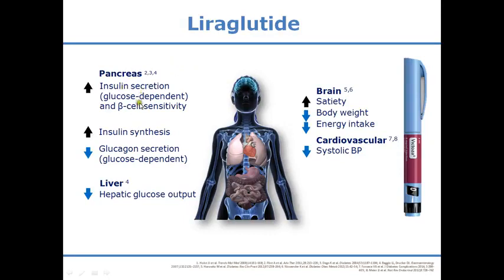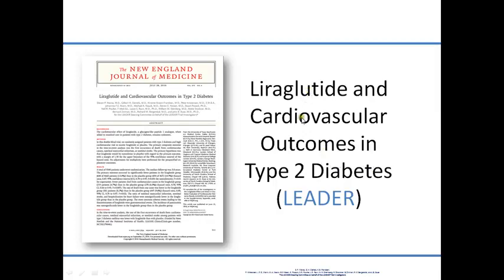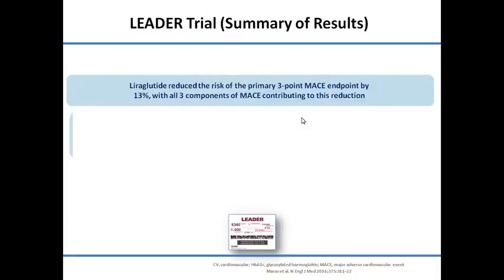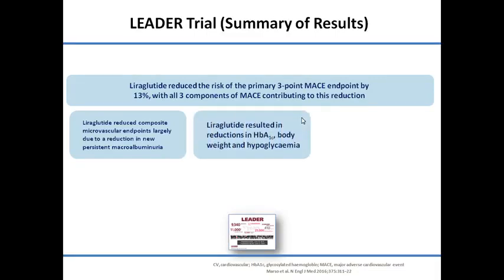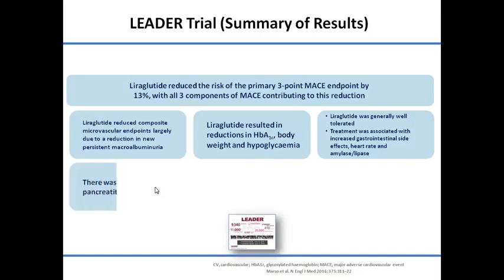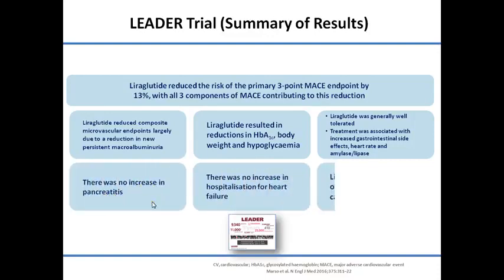Liraglutide causes insulin secretion in a glucose-dependent fashion, causes beta cell sensitivity, increased insulin synthesis, reduced glucagon secretion, reduced hepatic glucose output, increases satiety, decreases weight, and decreases energy intake. It is available under the name Victoza, and its effect on body weight is so good that in higher doses it is known as Saxenda, and it is used for weight loss. The LEADER study has shown that it also has very good cardiovascular outcomes. It reduces the risk of 3-point MACE endpoints, that is myocardial infarction and congestive cardiac failure in these patients. Not only that, it has also been shown to help macroalbuminuria and weight loss, and there is no hypoglycemia, it is well tolerated, and there is no increase in pancreatitis or hospitalizations in these patients.